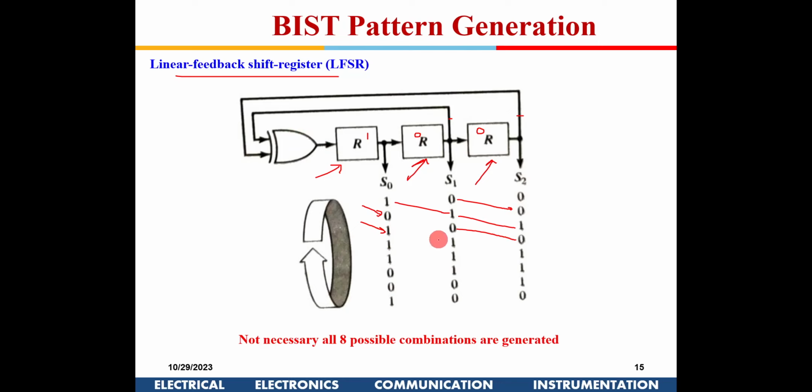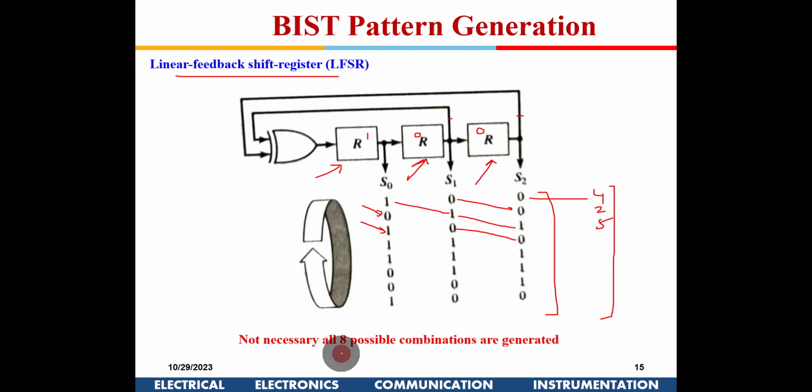Similarly when the test runs, this is the pattern which gets generated here. So this is 1 0 0, right? This is 4 and this is 2, this is 5. So you see it is not in a sequential manner, and also you will find that 0 0 0 is not there, right?